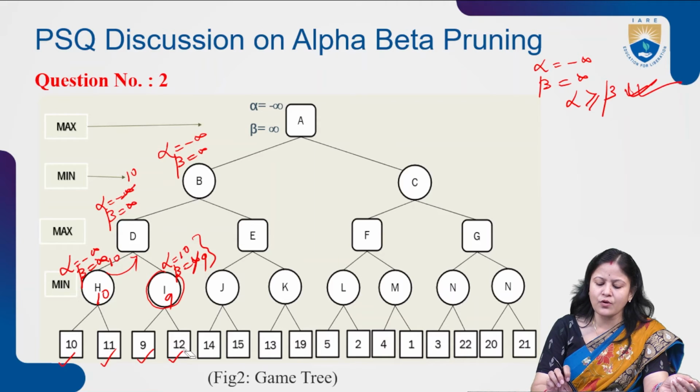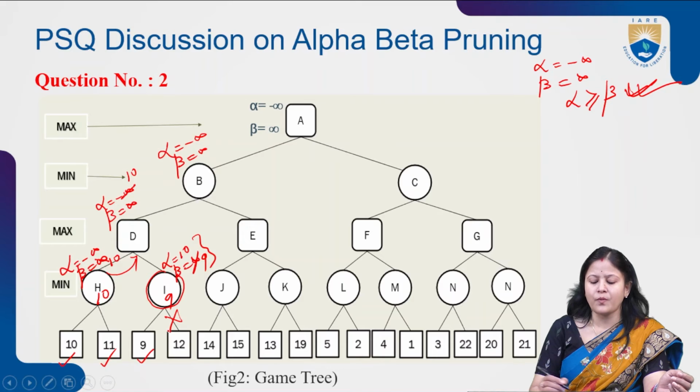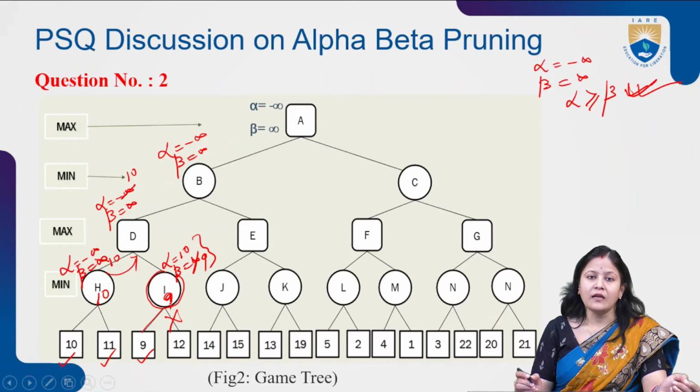That means I should not explore this path. This path will be pruned from the tree. Now what would be the node value of I? Only one child is there, so the node value of I would be 9 now.